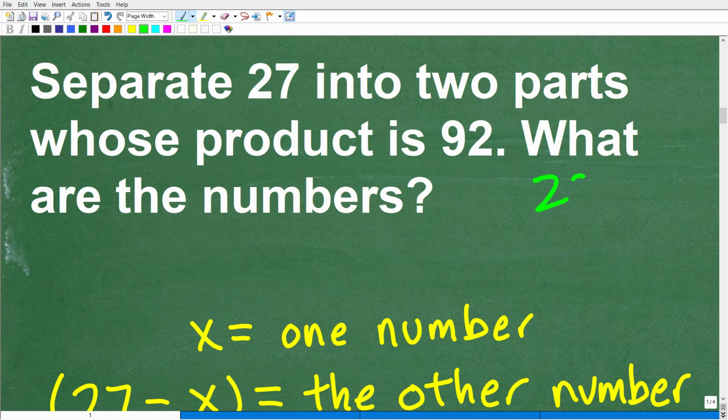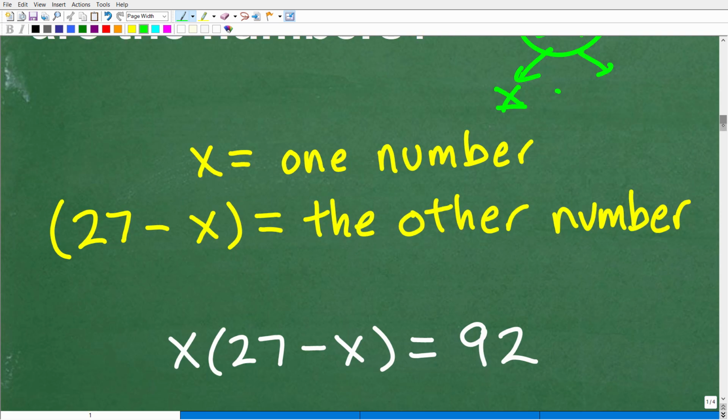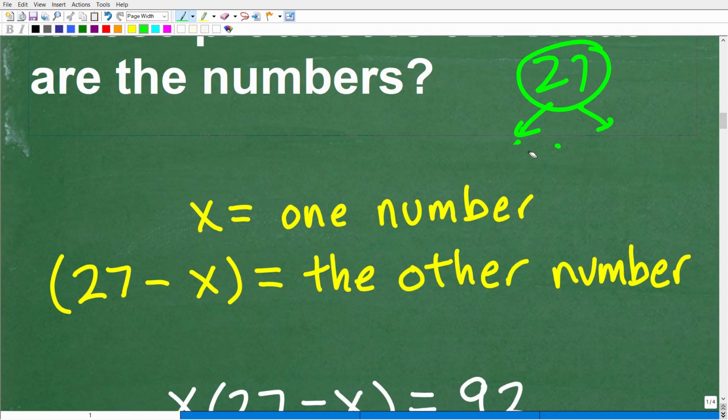So let's take 27 and let x equal one of the numbers. Okay, so we're going to break up 27 into two parts. We'll let x be one of the numbers. So what will be the other number? Well, if one of the numbers is x, what would be the other number? Well, the other number has to be 27 minus x.